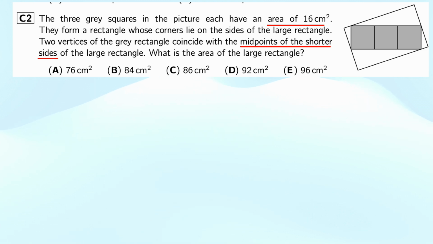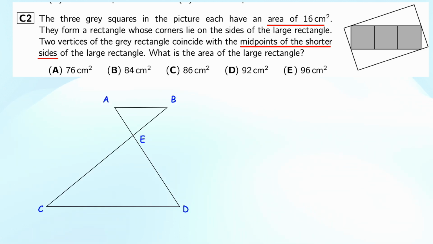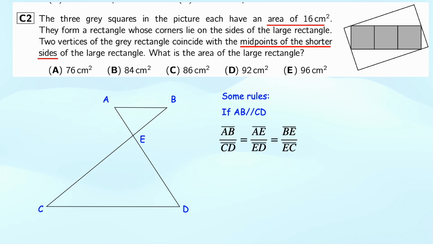Before presenting the solution to this question, I would like to review some rules related to parallel lines. Here we have two triangles, and AB is parallel to CD. What can we conclude? If AB is parallel to CD, then the corresponding side lengths of the two triangles are proportional like this. So AB divided by CD is equal to AE divided by ED and BE divided by EC.